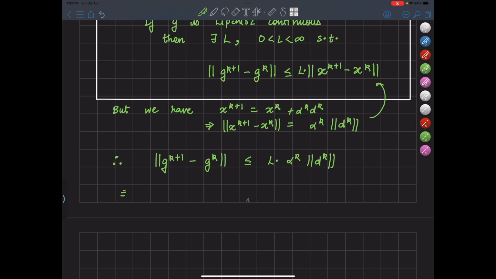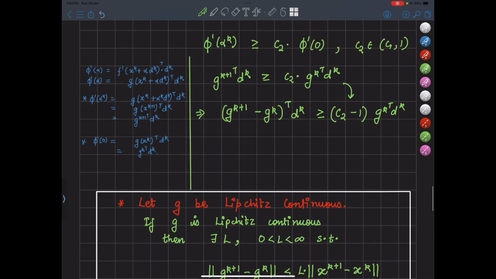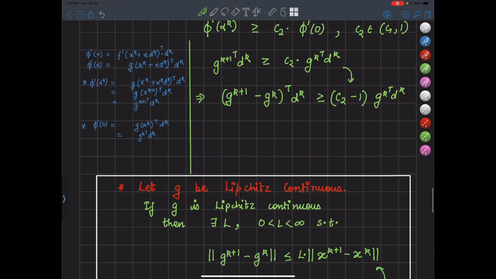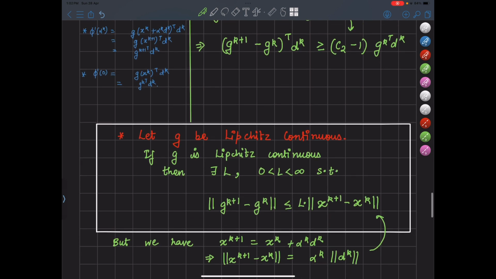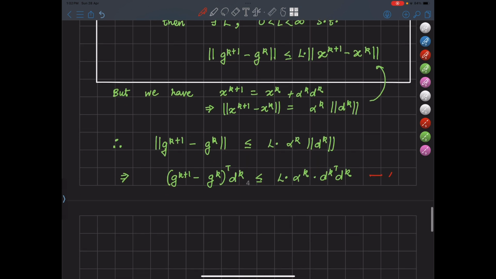Which can also be written as, if we multiply both sides by d_k, then (g_{k+1} minus g_k) times d_k is less than or equal to L alpha_k norm d_k transpose d_k. Alright, so I'll just mark this as the third condition and this as the fourth.